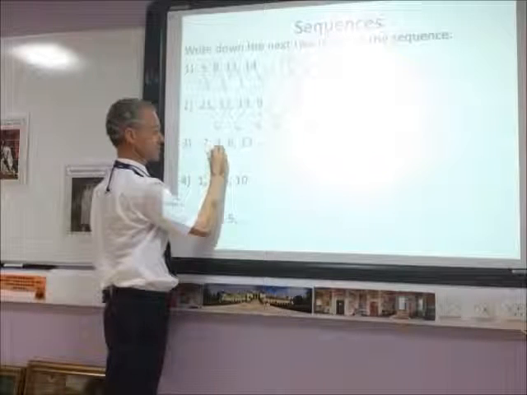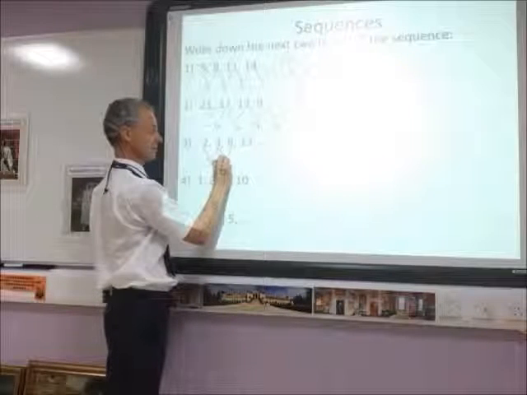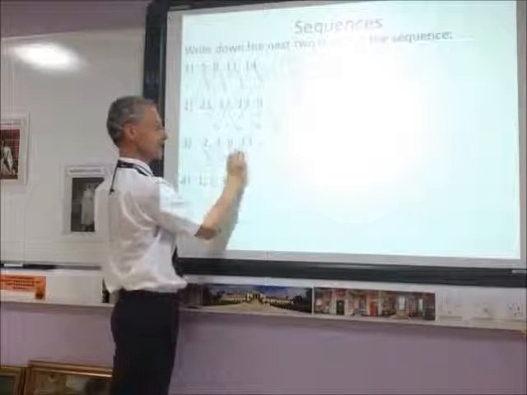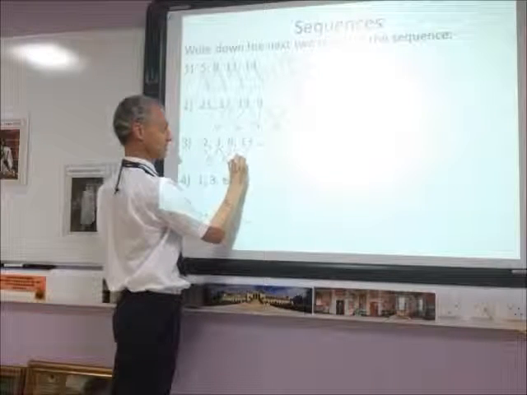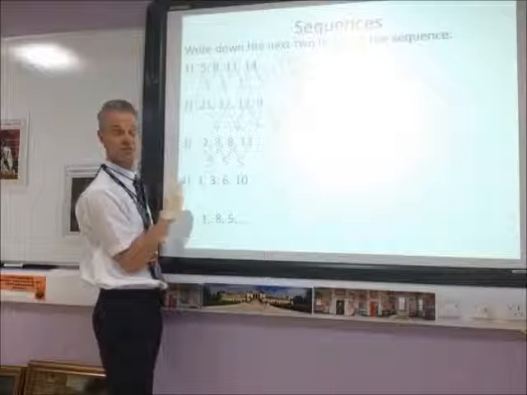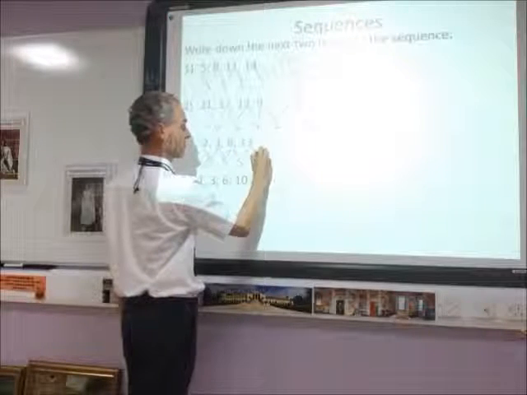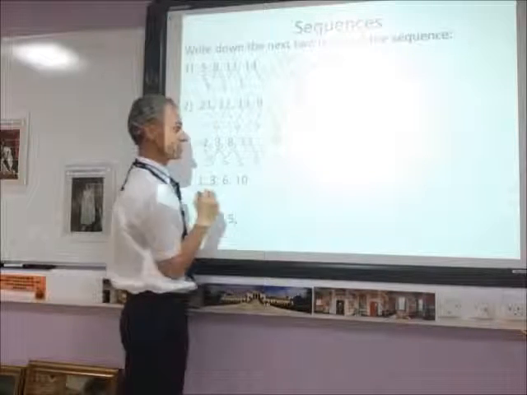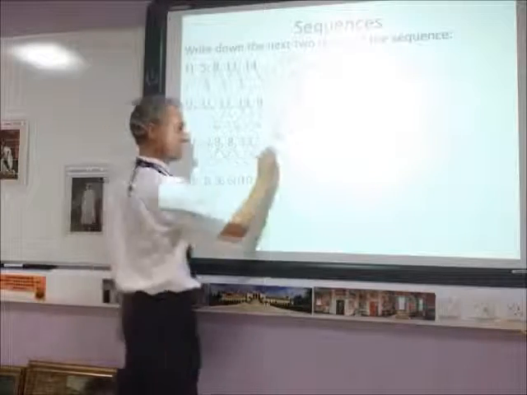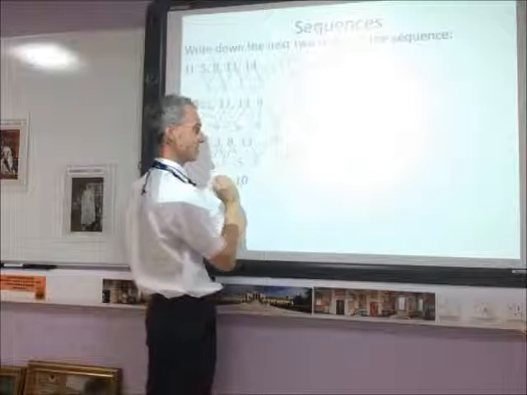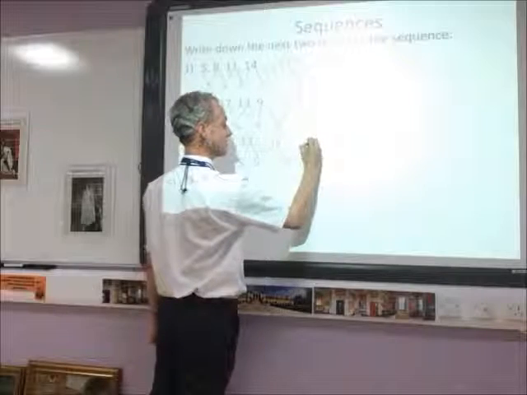Look at the next two, from 3 to 8. Again, 3 to 8 is adding on 5. Next one, 8 to 13. Again, that's another difference of 5, going up 5. So carry on that sequence to find out the next two. From 13, I'm going to add on 5, which gives me the next in the sequence, 18. Do the same again. From 18, add on 5 to give me the next one along. 18 plus 5 is 23.